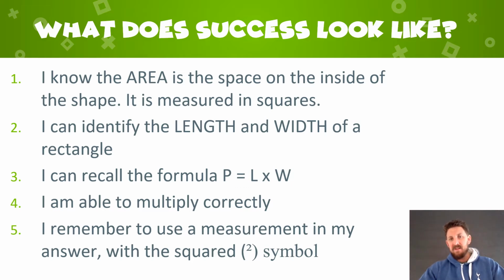The formula for area is area equal to length times width. It's really important we don't get confused with perimeter. For area, we multiply the two together. We need to be able to multiply correctly, so you need to know your times tables. The last part is that we need to use a measurement in our area, and we also have to add the little squared symbol. Because we measure in squares, we put the little 2 at the top to say it was measured as those squares.